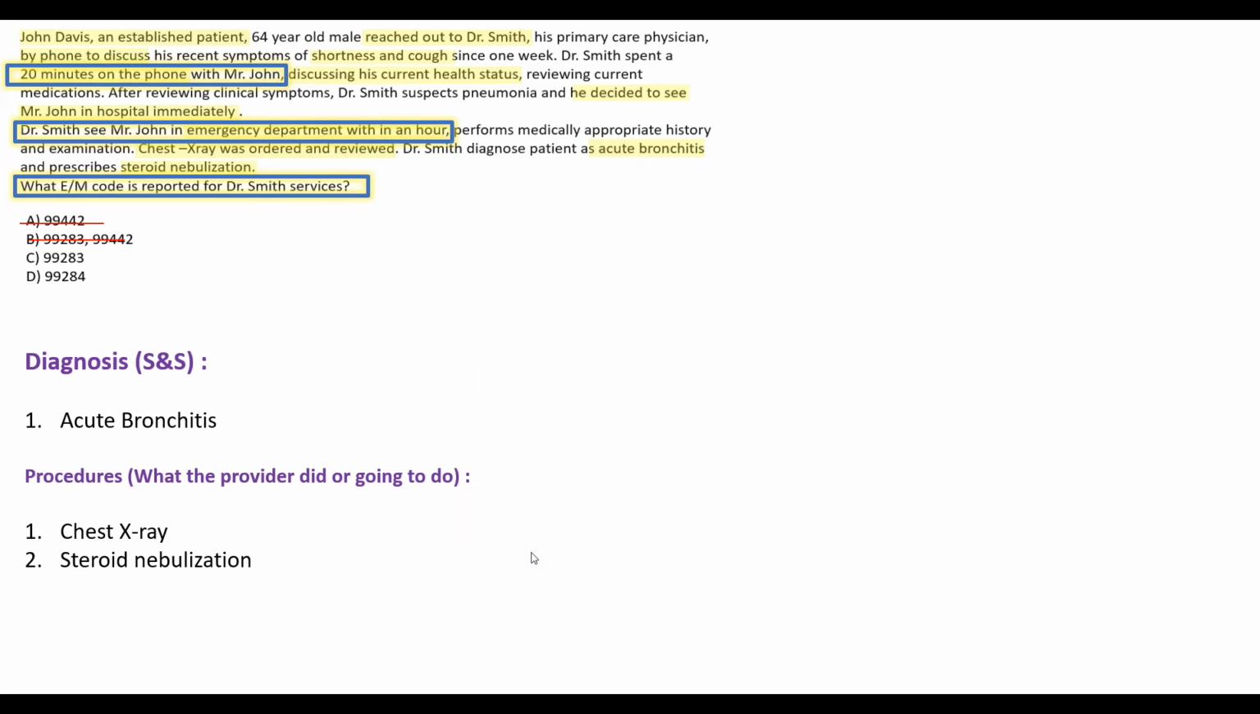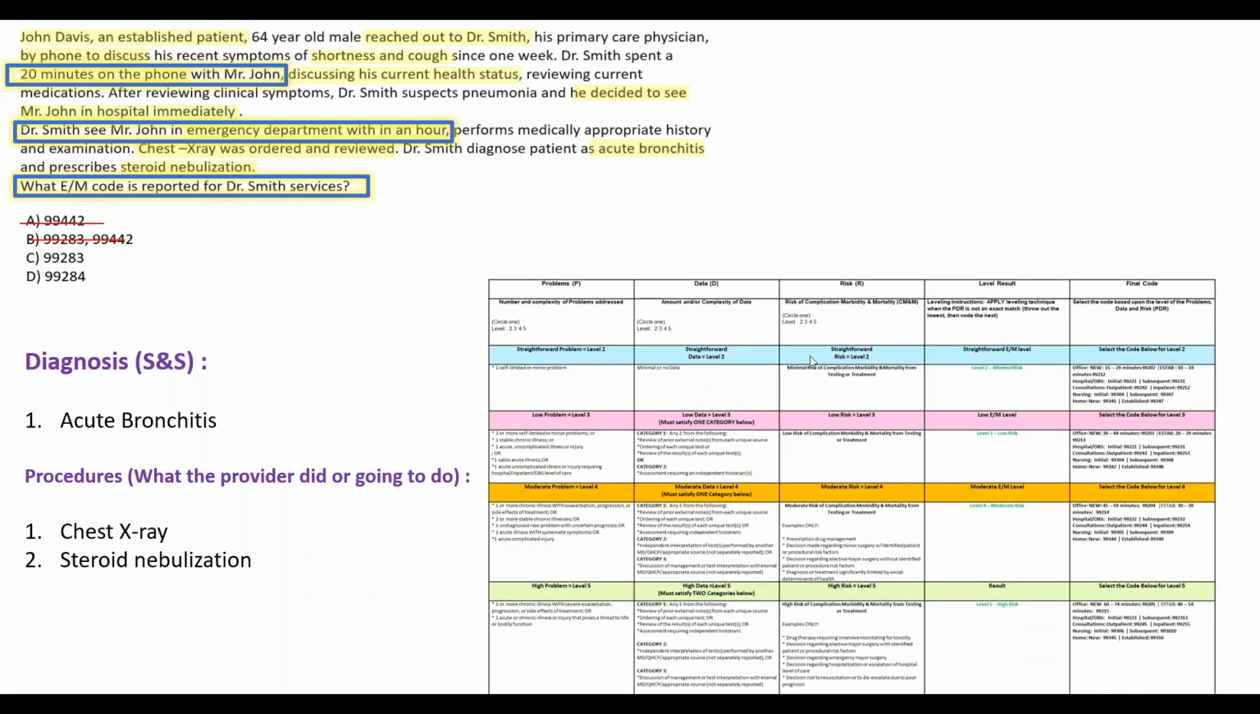We are going to inventory and do the leveling of our MDM. We have acute bronchitis. In diagnosis and procedure, we had a chest x-ray performed and steroid nebulization prescribed by the doctor. Acute bronchitis I would take under low problem, an acute uncomplicated illness or injury. How about the data, coders? What is the data in this scenario? Yes, that is low data. We had only a chest x-ray which was ordered and reviewed. That would be low data.